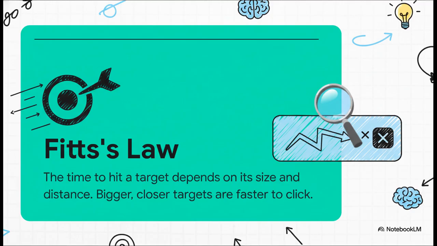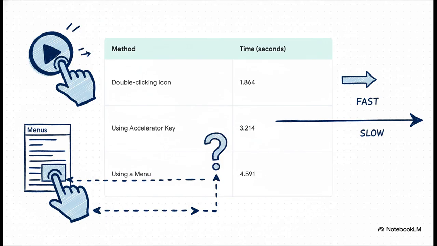It's why that tiny little X to close a pop-up ad is so infuriating. It is intentionally designed to be small and far away, to be hard to hit. And this isn't just a theory. You can see it plain as day in the data. Look at how long it takes to do the same task using different methods. Double-clicking a big, easy-to-see icon? Less than 2 seconds. But navigating through a tiny menu to find the same command? Over 4.5 seconds. That menu item is a smaller, more distant target, and the time penalty is real and measurable.